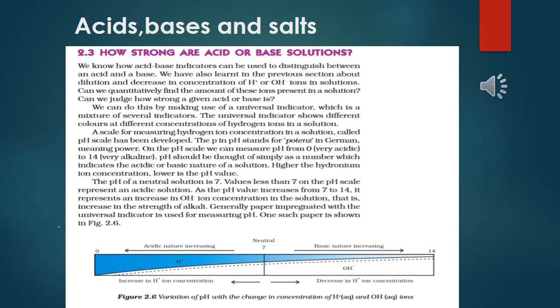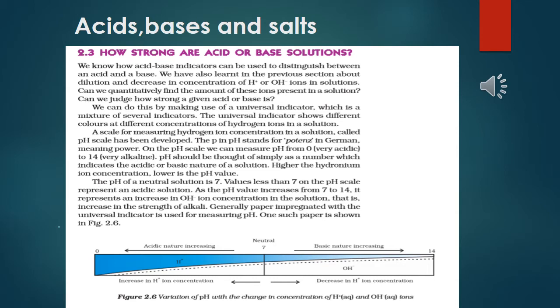A scale for measuring hydrogen ion concentration in a solution, called the pH scale, has been developed. P in pH stands for potenz, in German meaning power. On the pH scale we can measure pH from 0, very acidic, to 14, very alkaline, meaning base. pH should be thought of simply as a number indicating the acidic or basic nature of a solution. The higher the hydronium ion concentration, the lower the pH value.